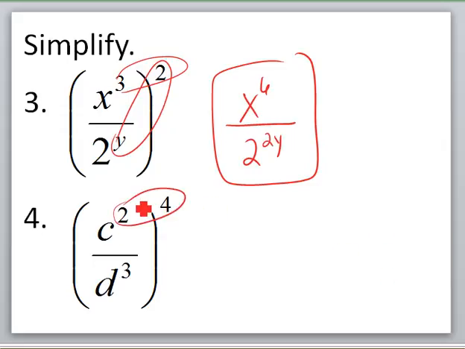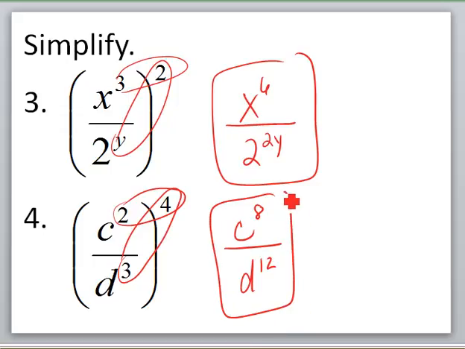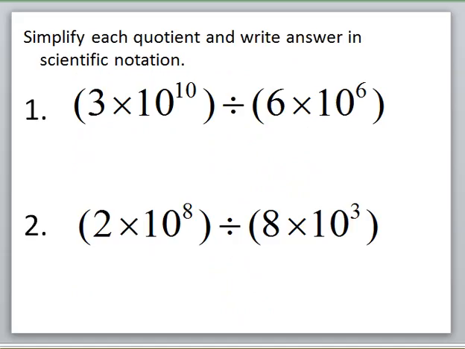The next problem, I've got c to the 2 times 4, which is negative 8. And then I have d to the 12th power, 4 times 3. Again, they are not like bases, so I am finished with that problem. The last few we're supposed to leave our answer in scientific notation. Let's look at this a different way.